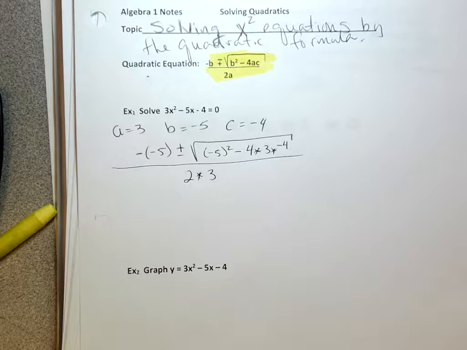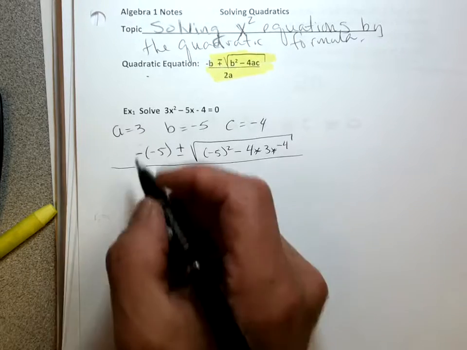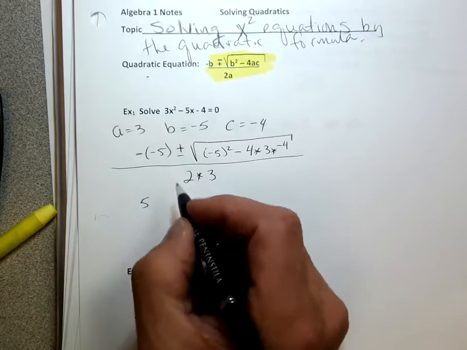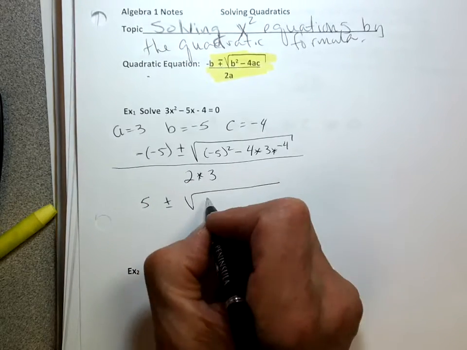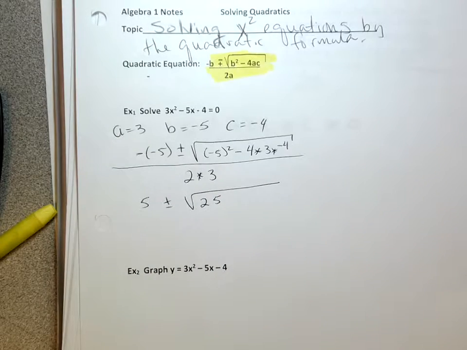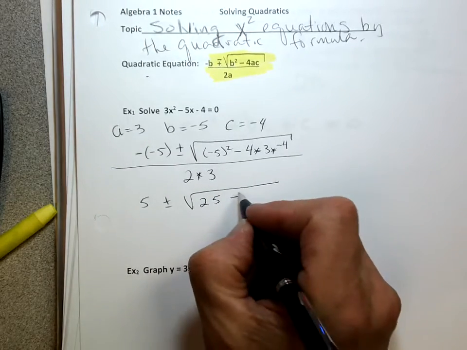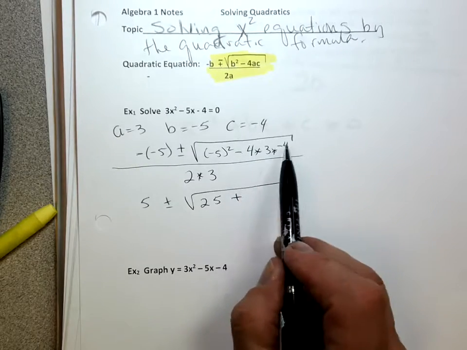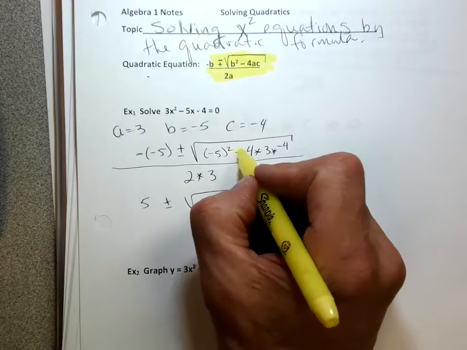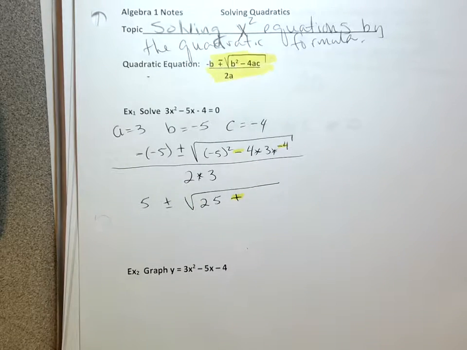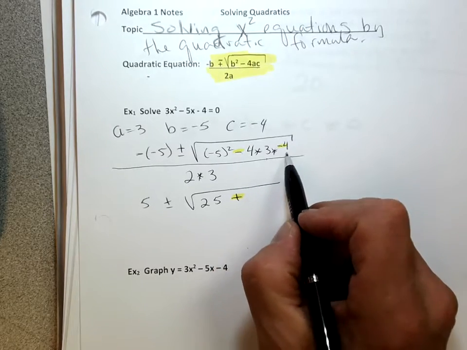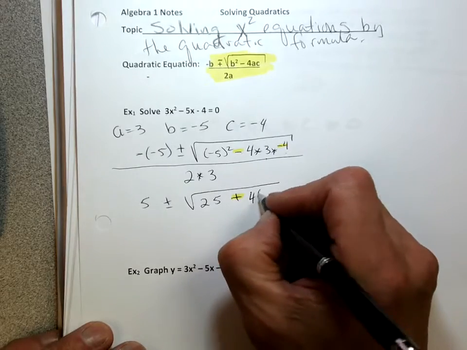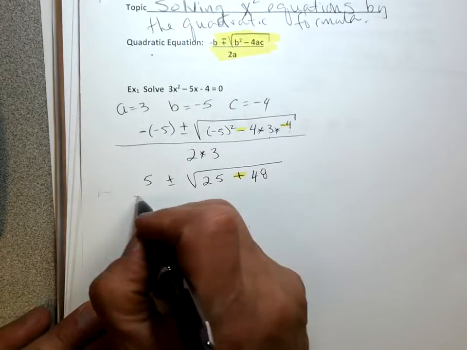So our answers are there. We've got two answers. We just have to tidy this up. To tidy up, first of all, I'll make that a positive 5, double negative, plus or minus the square root of a positive 25, because negative 5 squared is positive, plus, because I've got a negative times a negative. In fact, I'll highlight it so you don't miss it. Negative 4 times 3 is negative 12, times another negative 4 is 48, all over 6.